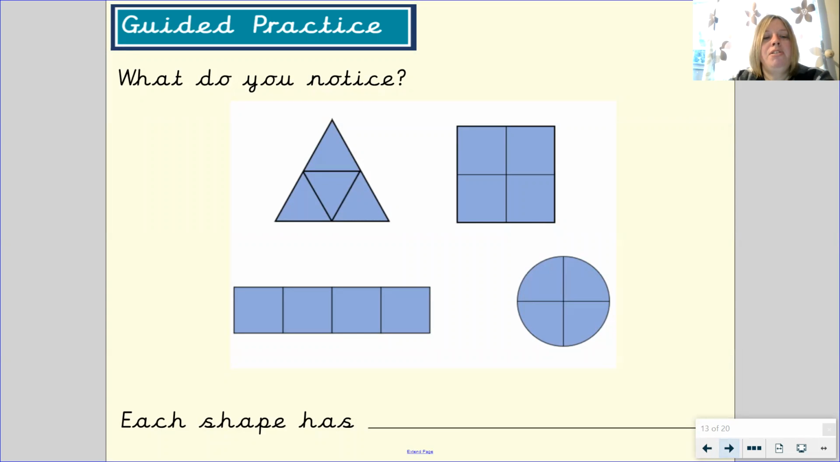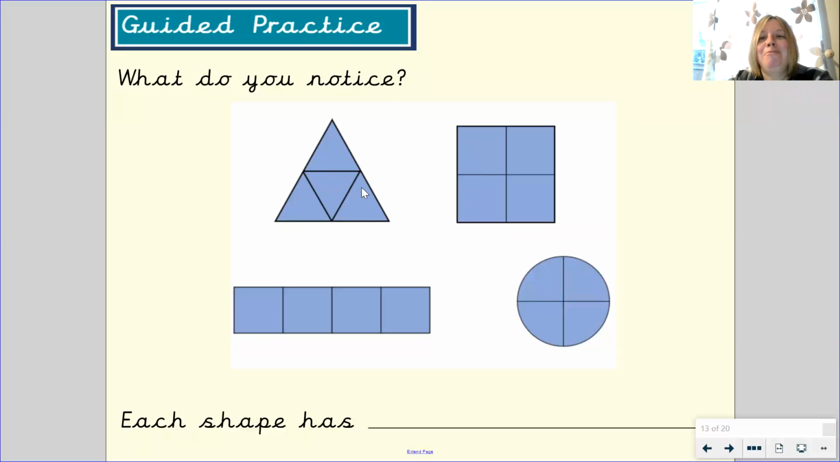What do you notice? Look at the picture. What do you notice about the shapes? Each shape has. Can you finish that sentence for me? First thing I'm going to do is count how many parts each shape has. How many parts does a triangle have? Count with me. 1, 2, 3, 4. How many parts does a triangle have?